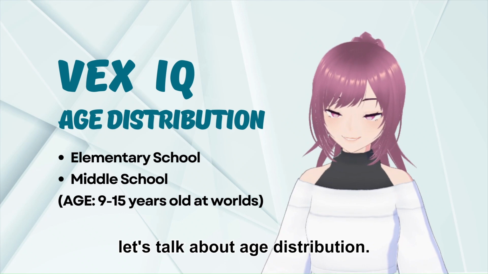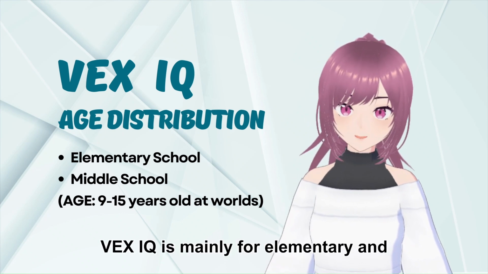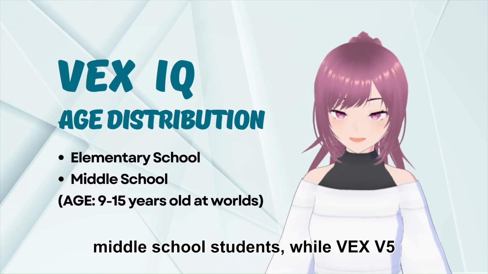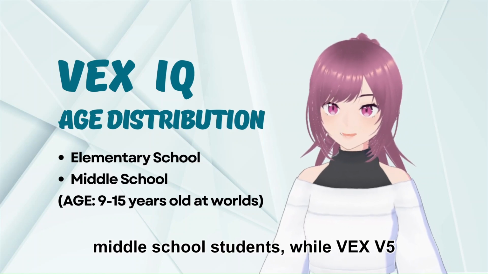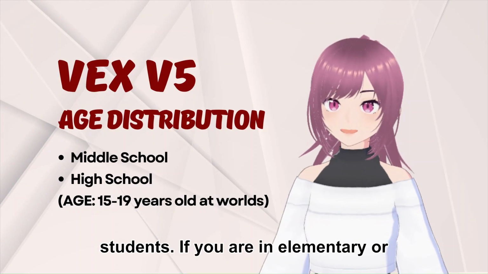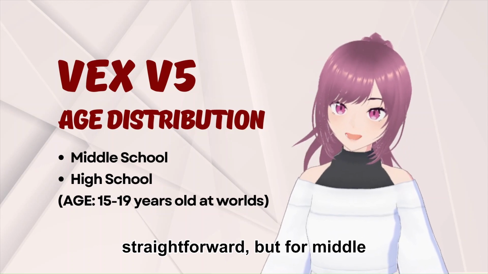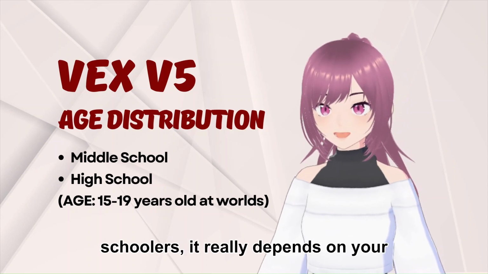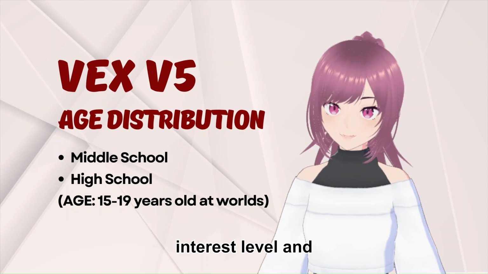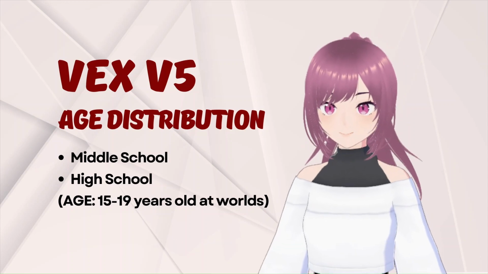First, let's talk about age distribution. VEX IQ is mainly for elementary and middle school students, while VEX V5 is for middle school and high school students. If you are in elementary or high school, the choice is pretty straightforward, but for middle schoolers, it really depends on your interest level and how much time you're willing to commit.